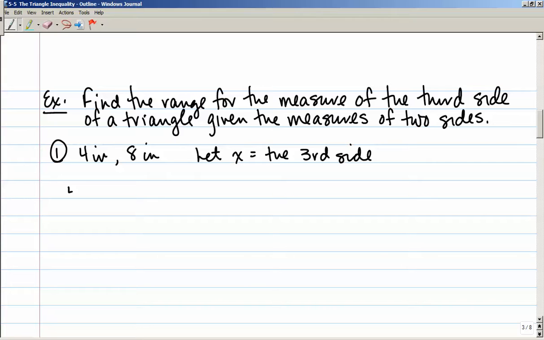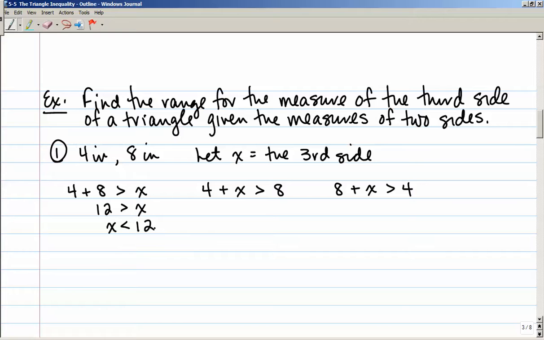So that means 4 plus 8 has to be greater than the third side. 4 plus the unknown side has to be greater than 8. And 8 plus the third side has to be greater than 4. So let's figure out what all of those have to be. So 12 has to be greater than x, or let's write that as a traditional inequality with the x on the left. So x has to be less than 12, x has to be greater than 4, and x has to be greater than negative 4.